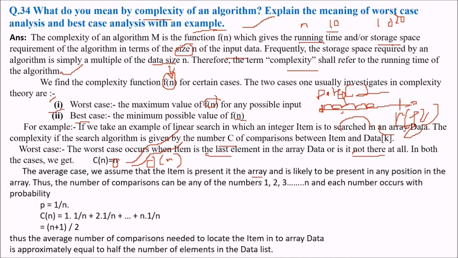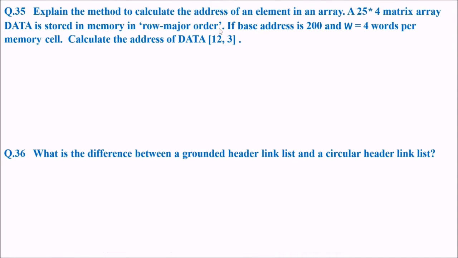But there is another way also, that the item may be present at any position. So the number of comparisons needed for the positions 1, 2, 3, up to n, where each number occurs with probability 1 by n, is 1 into 1 by n plus 2 into 1 by n and so on, that is (n plus 1) by 2. So the average number of comparisons needed to locate the item in the array is approximately half the number of elements in the list.